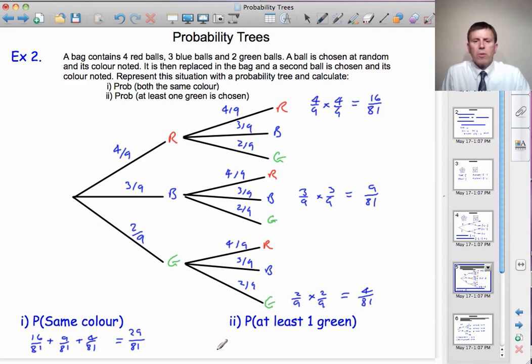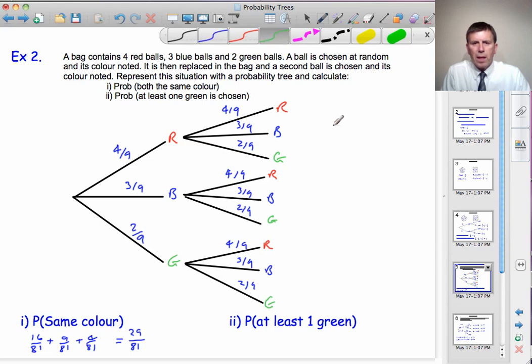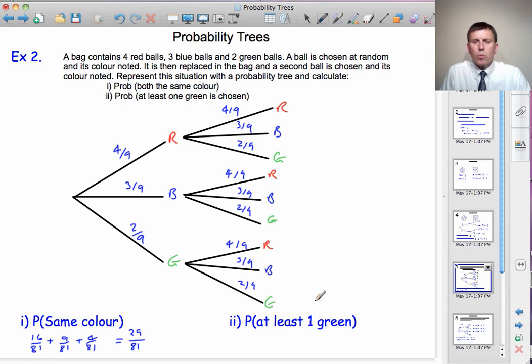Now we're going to look for the probability that there's at least 1 green in the 2 picks. Well, let me get the rubber and get rid of this working out here, otherwise it'll get in the way. So let's have a look now. I'll have a green pen and we'll work out the probabilities that there's at least 1 green.